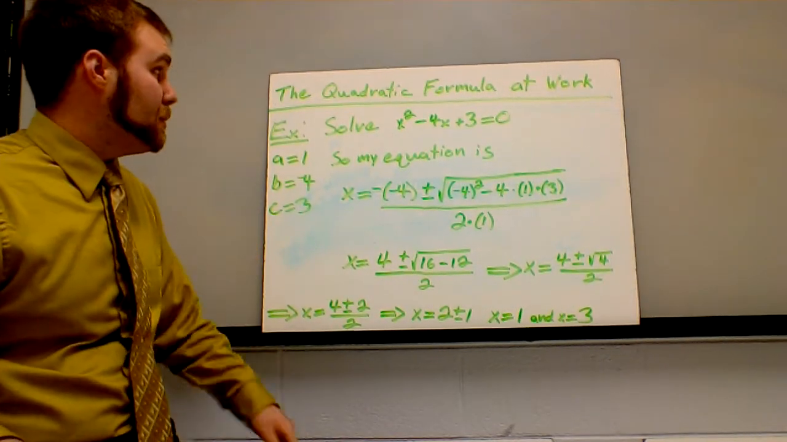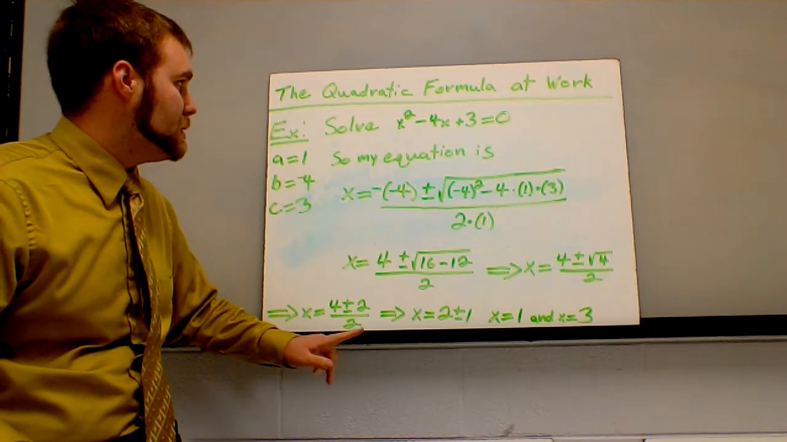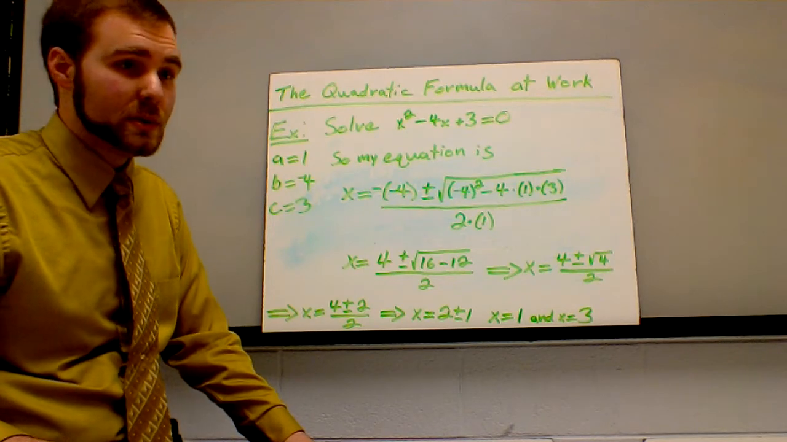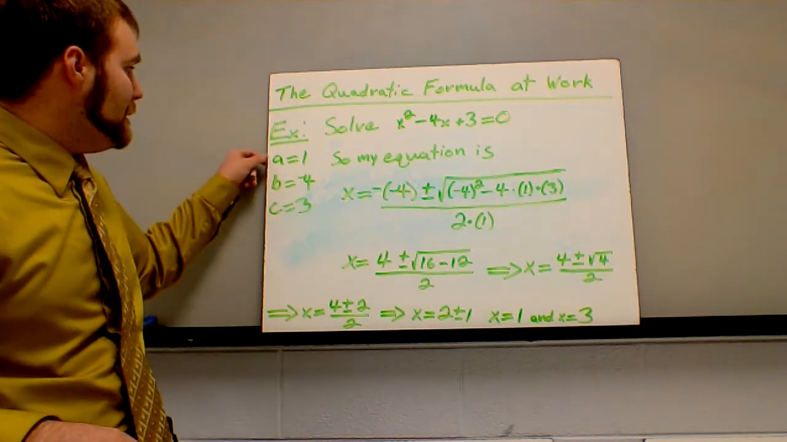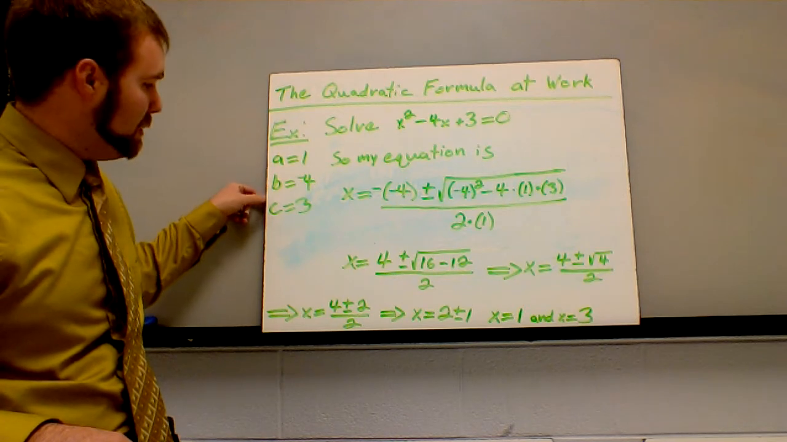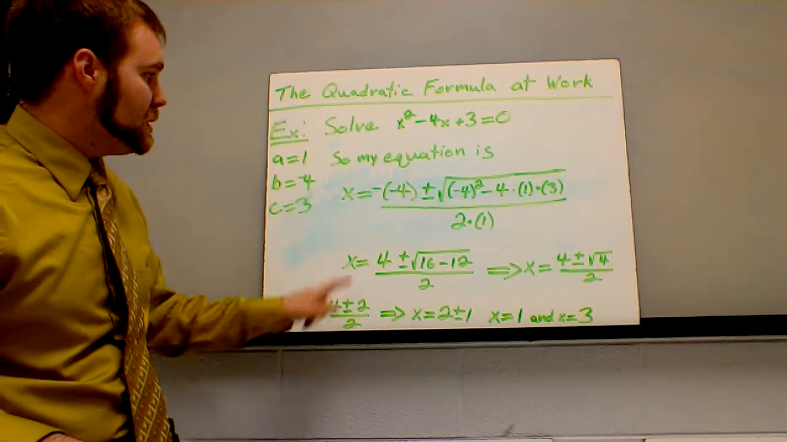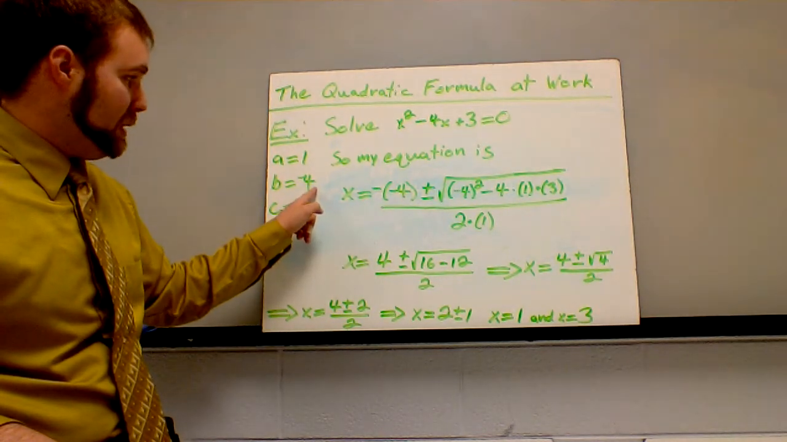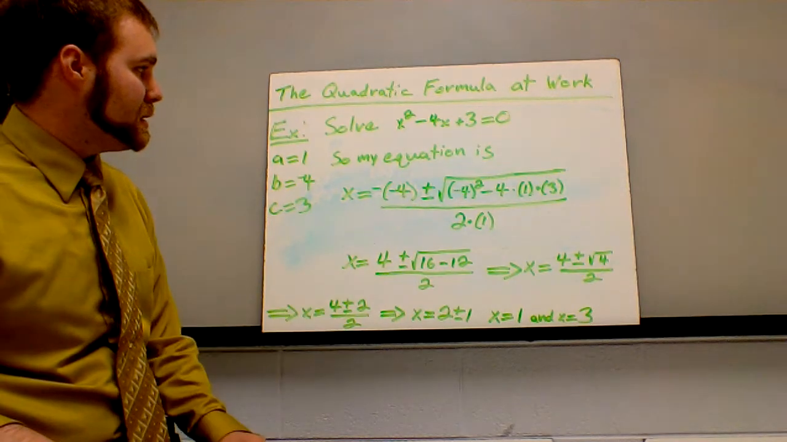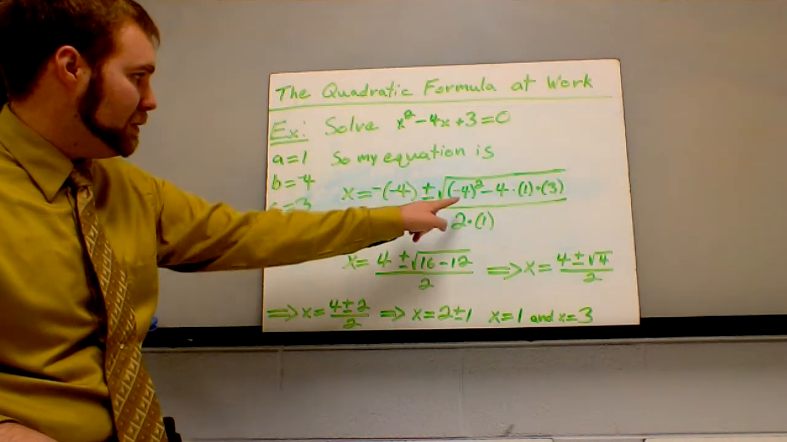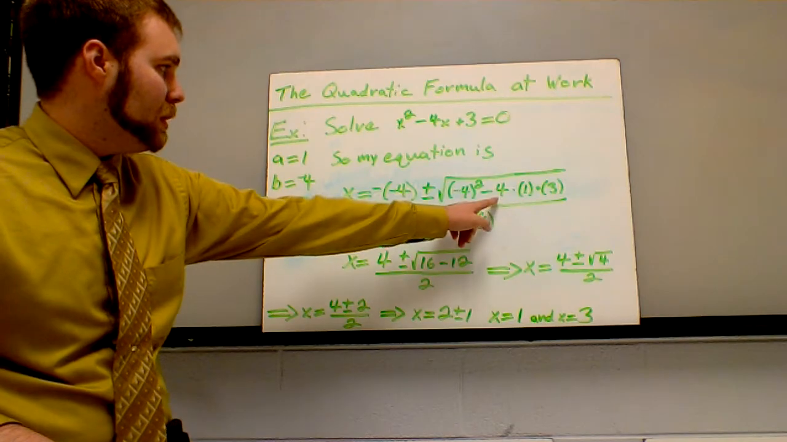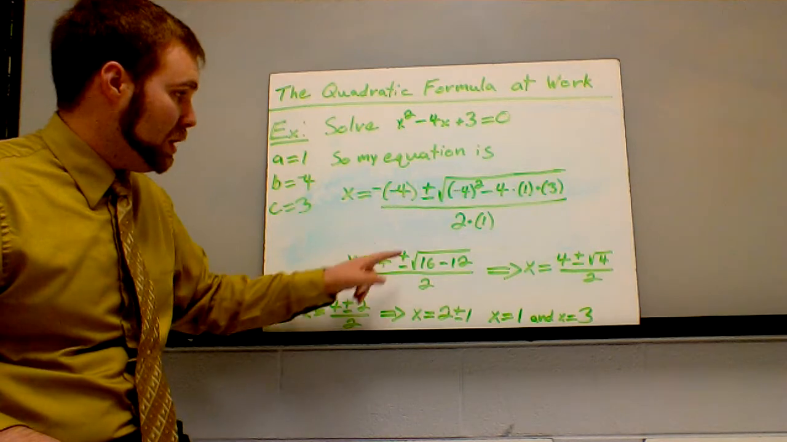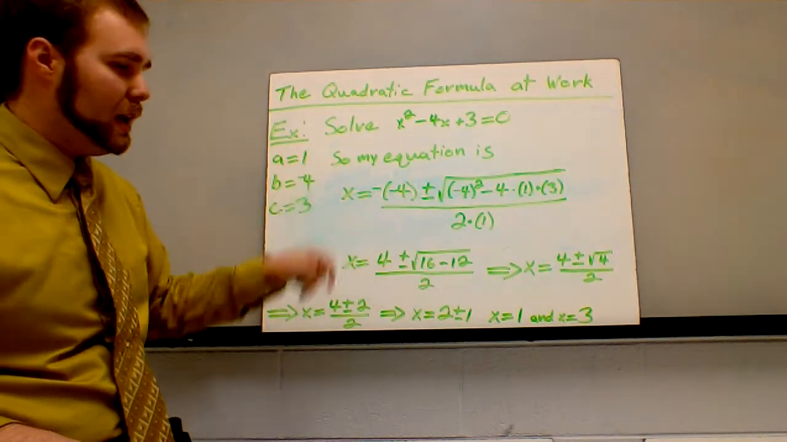So here's just an example of using it to solve our equation. So we have an equation here, x squared plus 4x plus 3 equal to 0. So my a is 1, my b is negative 4, and my c is 3. So this is what my equation falls out to be. It's negative b, or negative 4, plus or minus the square root of b squared, which is negative 4 squared, minus 4 times a, which is 1, and c, which is 3. And that's all over 2 times a. My a in this case is just 1.